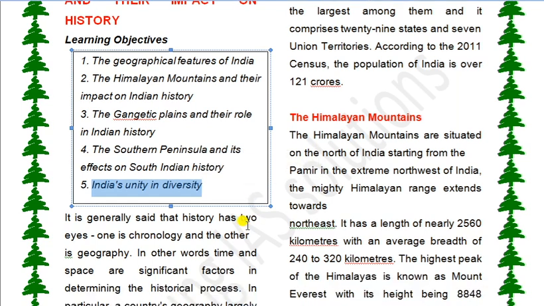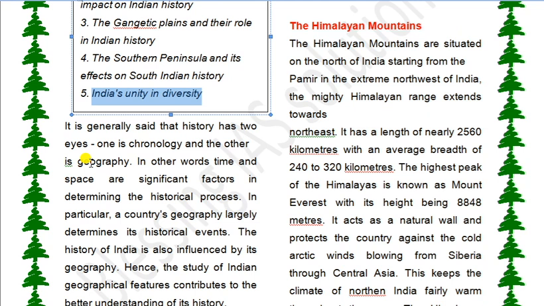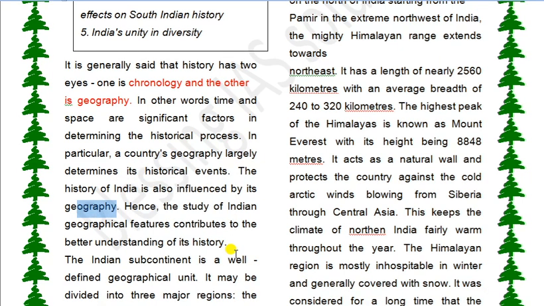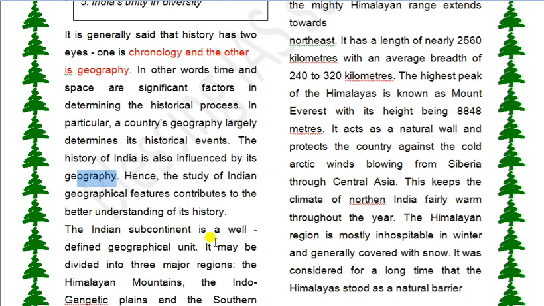It is generally said that history has two eyes. One is chronology and the other one is geography. In other words, time and space are significant factors in determining the historical process. In particular, a country's geography largely determines its historical events. The history of India is also influenced by its geography. Hence, the study of Indian geographical features contributes to a better understanding of its history.